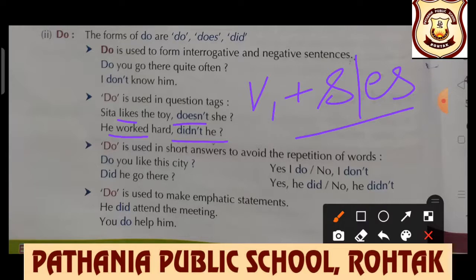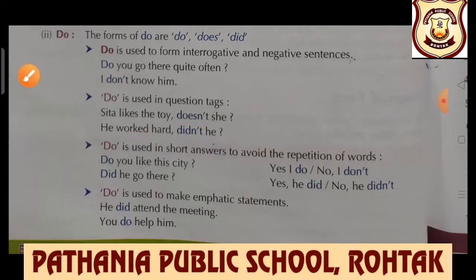Do is used in short answers to avoid the repetition of words. Do you like pasta? Yes, I do. No, I don't. So, in this way, to avoid the repetition of words, do is used. Do is used to make emphatic statement. He did attend the meeting. Yes, he surely attended the meeting. So to make emphatic statement, do is used.